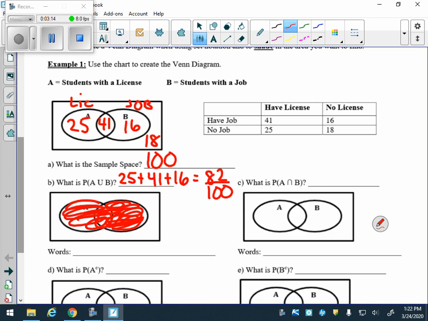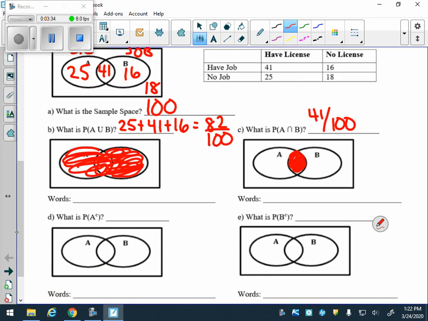For C, what is the probability of A intersection B? That means just this inside. So how many students have a license and a job? It's 41 out of 100. Okay, so you could describe it in words. I kind of went through that already. For B, what is the probability of A union B? Means students that have a license or a job or both. For C, students that have a job and a license.